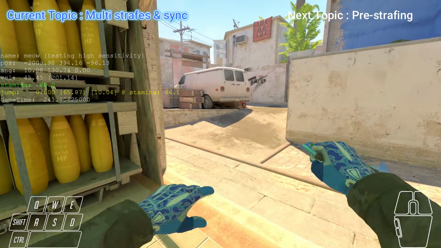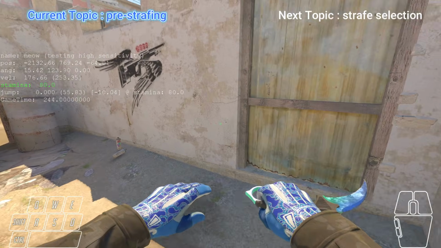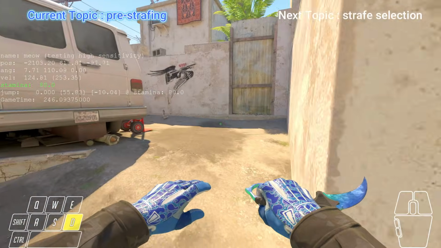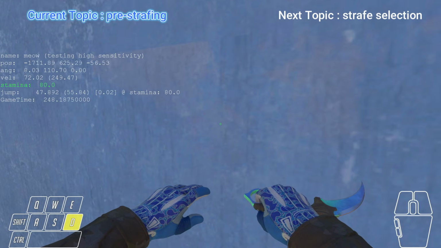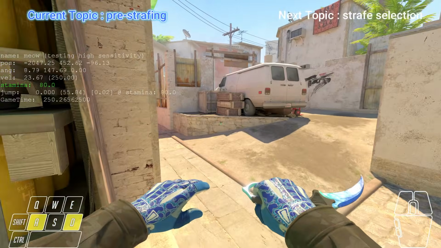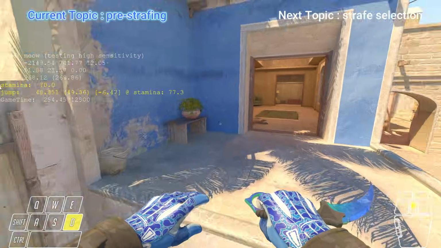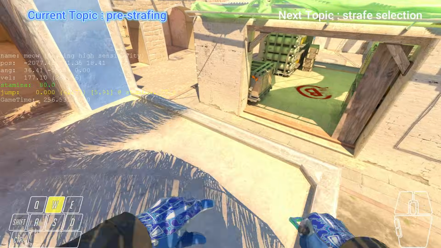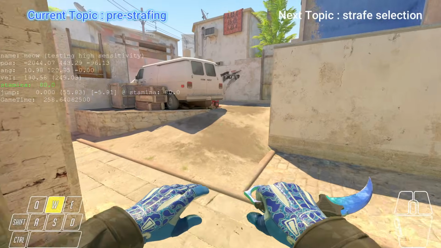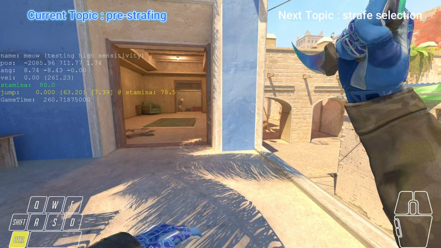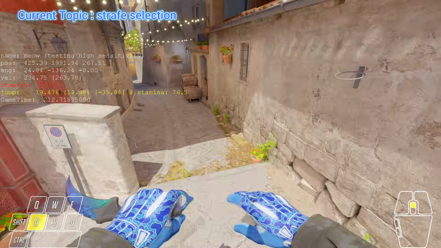Now let's talk about a concept called Prestrafing. Prestrafing is when you hold your D or A key before making a strafe jump. Now sometimes this will allow you to gain some extra units of height, like this jump on Van. I'm in distance, by the way. So over here, even before I make my second jump, I'm holding D. And this allows me to pre-strafe.